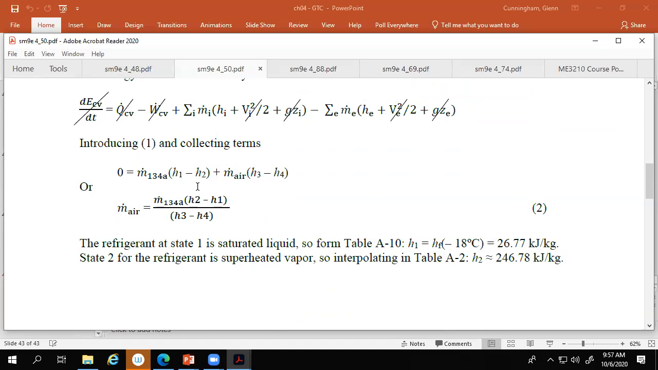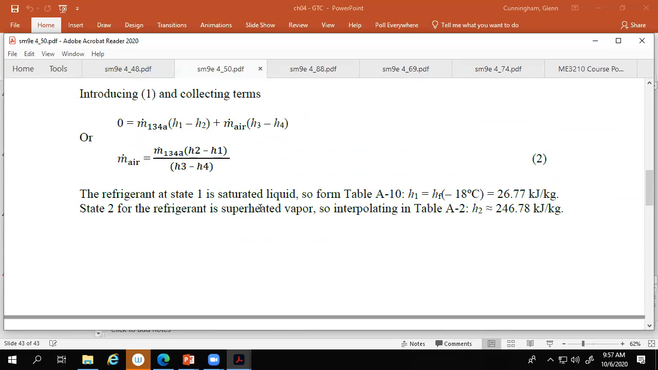So what are we going to do? We're going to bring this term to the other side, and notice we're going to switch. Instead of h1 minus h2, it's h2 minus h1. That's the minus sign that he got when it came on this side of the equation. And then we're going to divide through by h3 minus h4. So that's about it. Then it's just looking at properties.